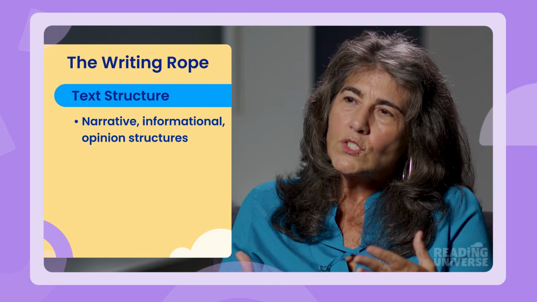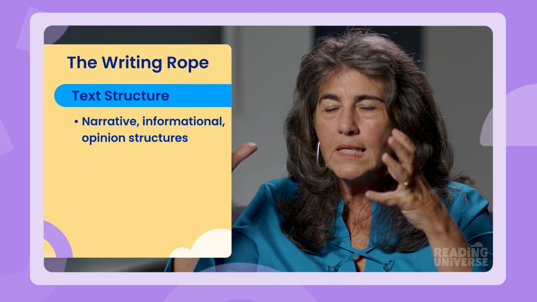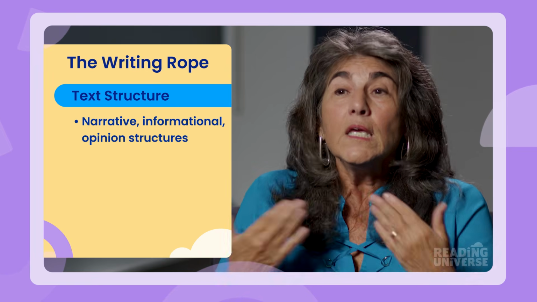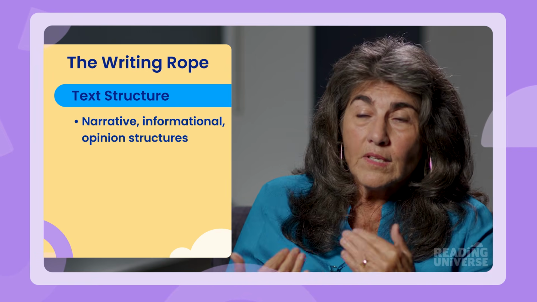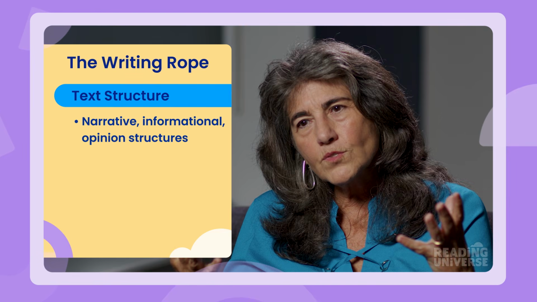Narrative, the organizational structure might be beginning, middle, end. Informational, it's going to be big ideas and sub-ideas. Opinion, it's going to be reasons and evidence and counterclaims and rebuttals. So that's the broadest level of text structure.